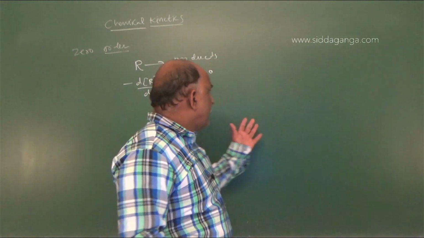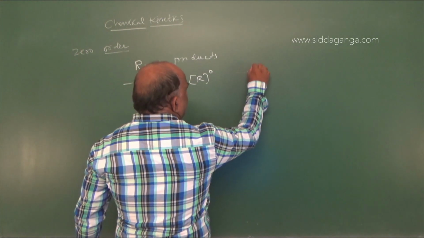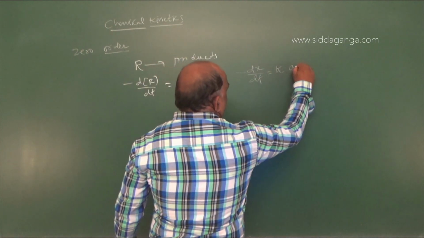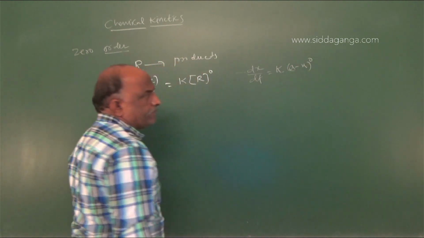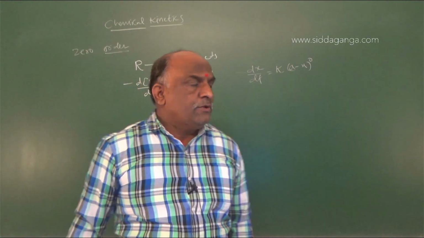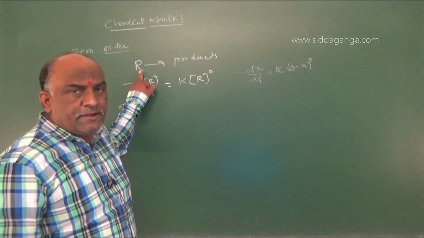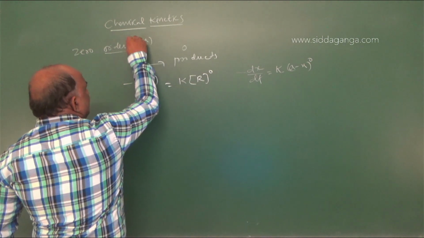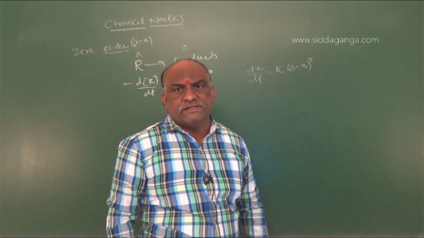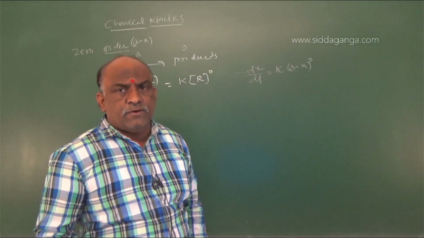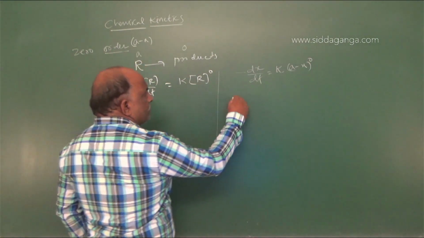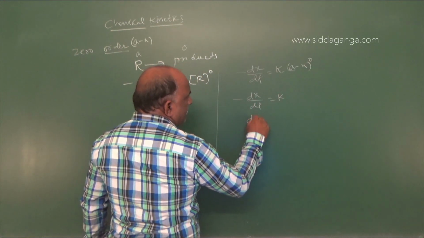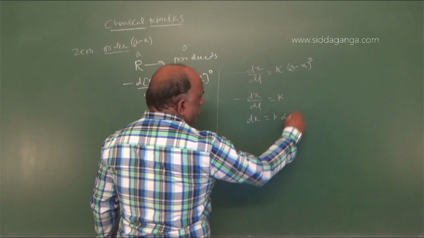Or, on the other hand, as we already did yesterday, it is minus dx by dt is equal to k into a minus x power 0. Because the initial concentration of reactant is a, the initial concentration a, product 0. After an instant it becomes a minus x. So a minus x power 0. We know that anything power 0 is equal to 1. So on the other hand, minus dx by dt is equal to k. Then dx is equal to k dt.